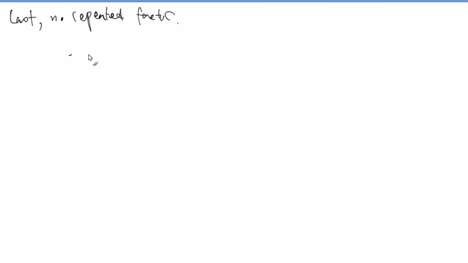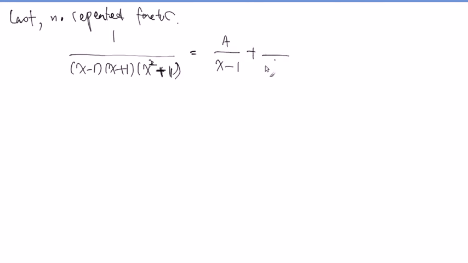So for example, if I have x minus 1, x plus 1, and x squared plus 1. This is a good example of a specialization. So this one splits in what way, you think? A over x minus 1, and B over x plus 1, and how about x squared plus 1 up there? It has to be one degree less, so it's Cx plus D. Correct? So let's do that.